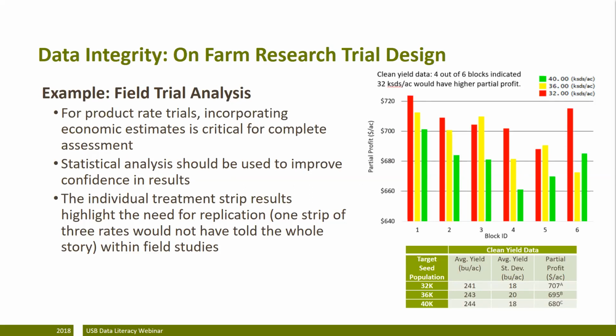However, since we had 6 replications, we can see from that chart and the table below that most of the time, 4 out of 6 replications, the rate of 32,000 seeds per acre was the most economical.